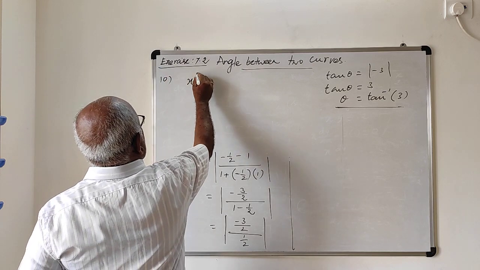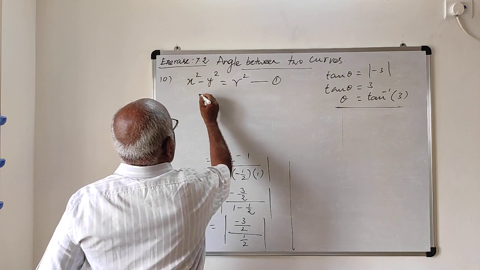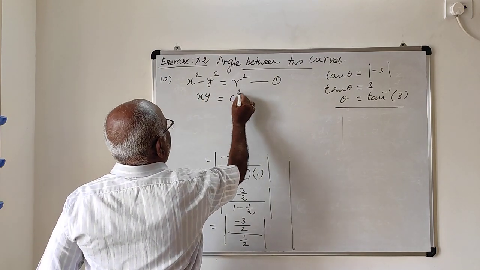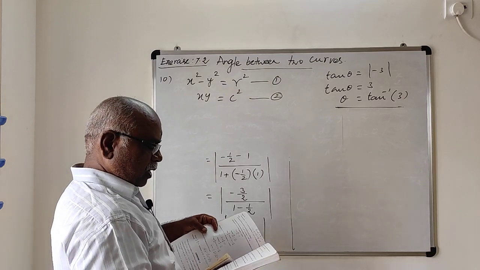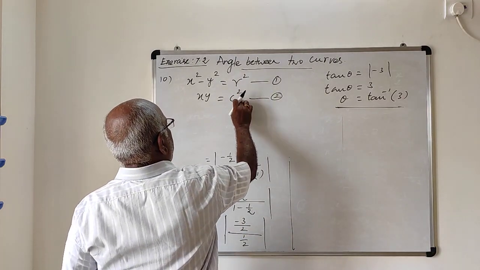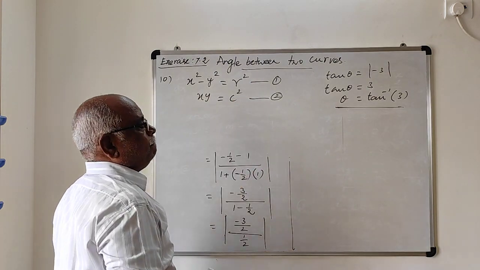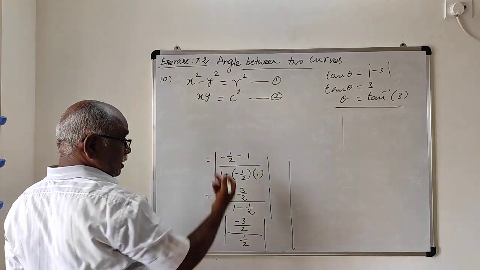There are two curves, x square minus y square equal to r square. This is curve 1. xy equal to c square. This is curve 2. Where c and r are constant. Given. Show that these two curves cut orthogonally.